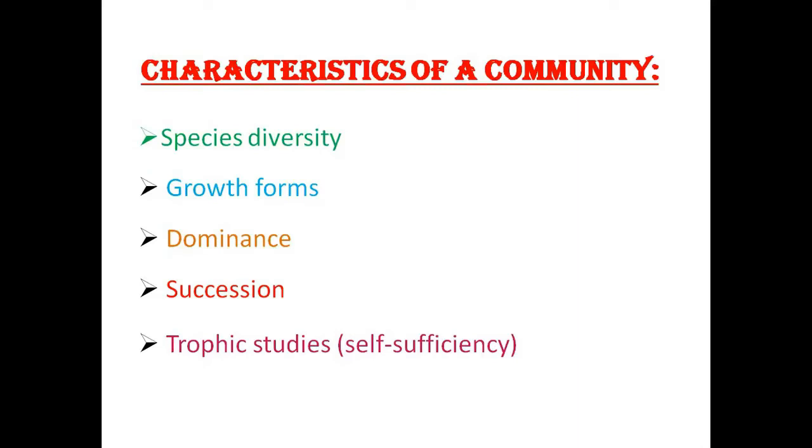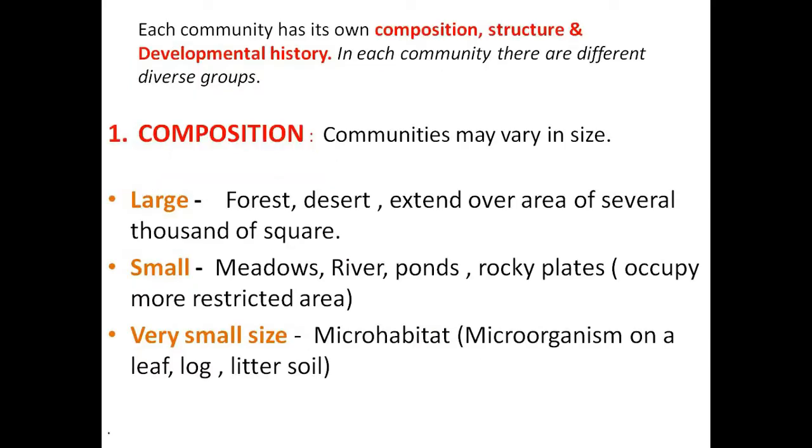What are the characteristics of a community? These are species diversity, growth forms, dominance, succession, and trophic structure, that is the energy. Each community has its own composition, structure, and developmental history. And in each community, there are different diverse groups. In composition, we can see that communities vary in size. This may be large, small, or very small.